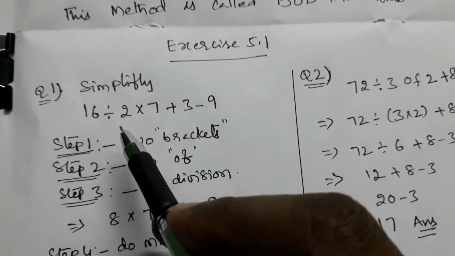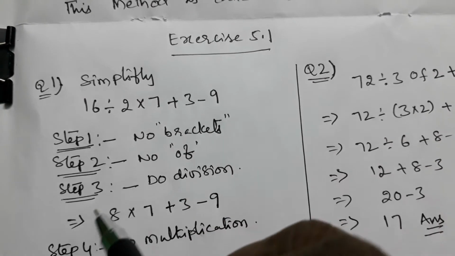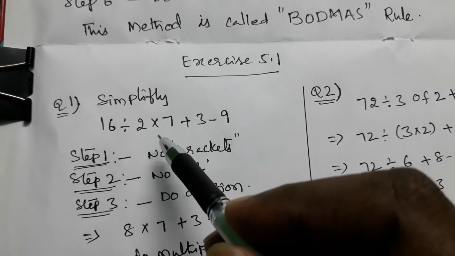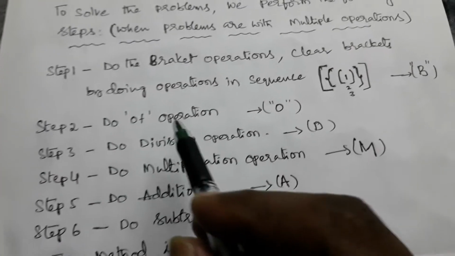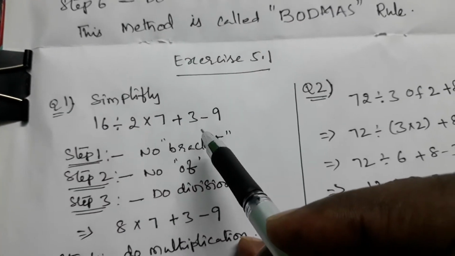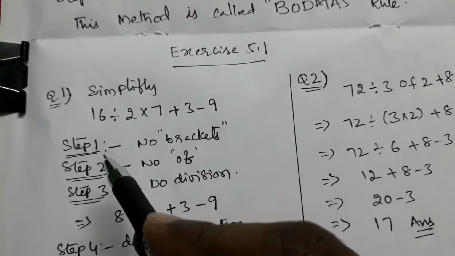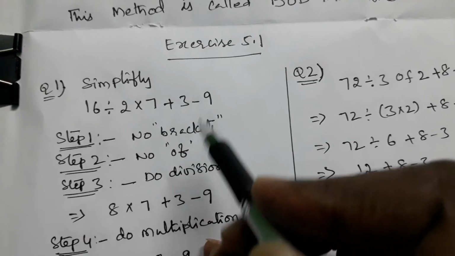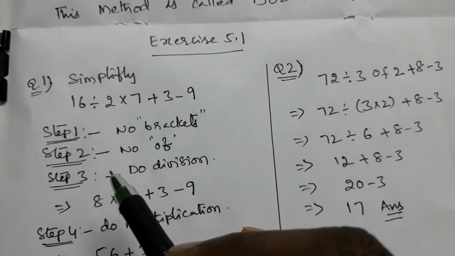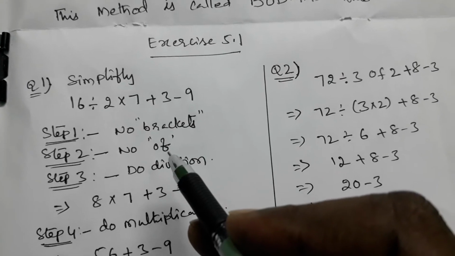Okay, now see, 16 divided by 2 into 7 plus 3 minus 9. As per the order, check the first step. What is the first step? Step 1, brackets. Is there any bracket in the given problem? No brackets. So leave it, forget about step 1. Now go to step 2. What is step 2? OF operation.